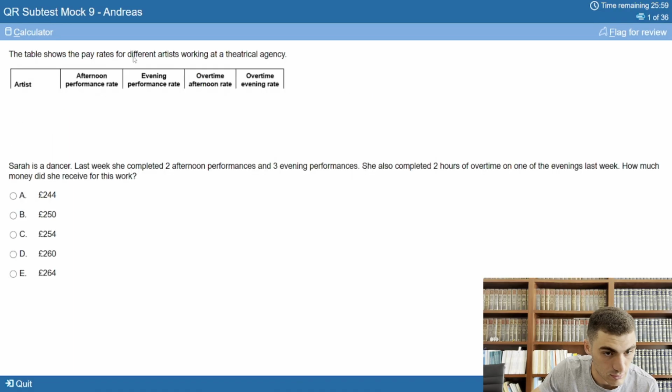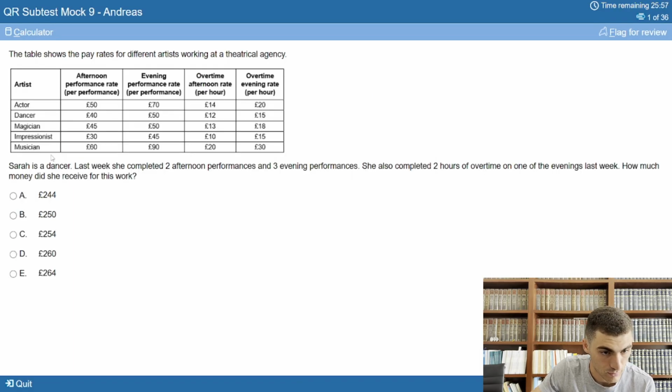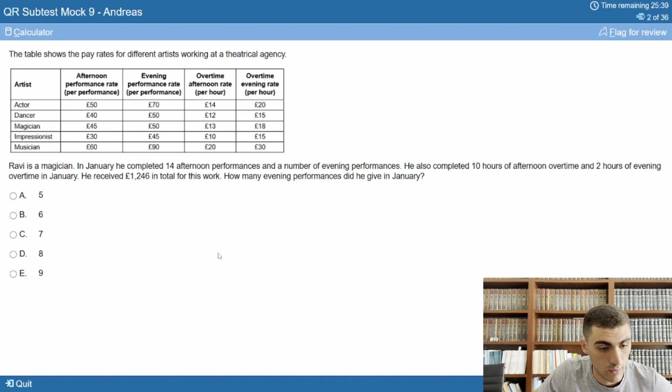So the table shows 2 afternoon performances. The answer is 80 plus 150, 230 times 250, 2 times 15, 30, so it's 260. 1 is D. Magician.